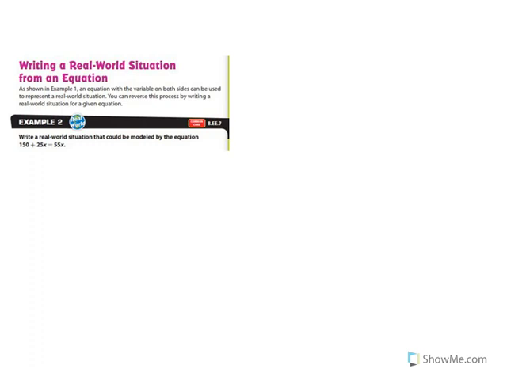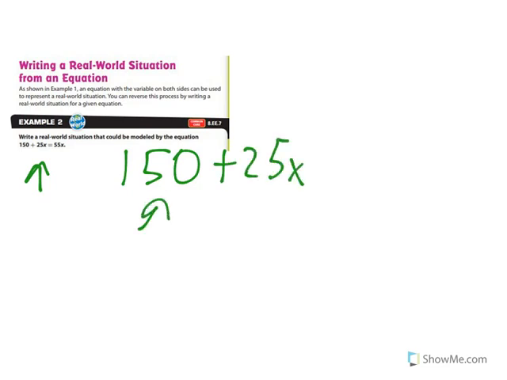So now they want you guys to think of a situation where 150 plus 25x equals 55x. A really good example for this is if somebody is getting paid to do a job. Let's say somebody wants to come in and paint your house. The first person on the left is going to ask for $150 to start the job and then $25 an hour, and the second person would be charging $55 an hour.